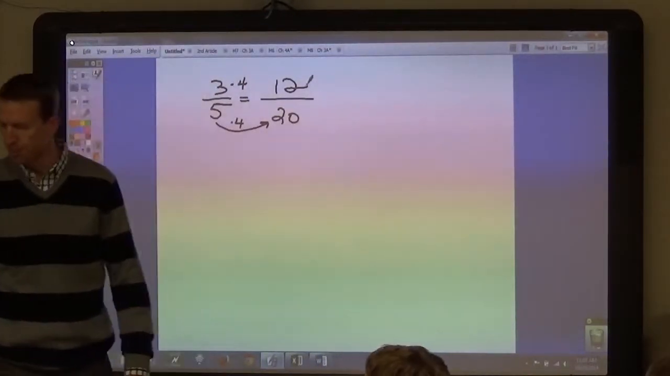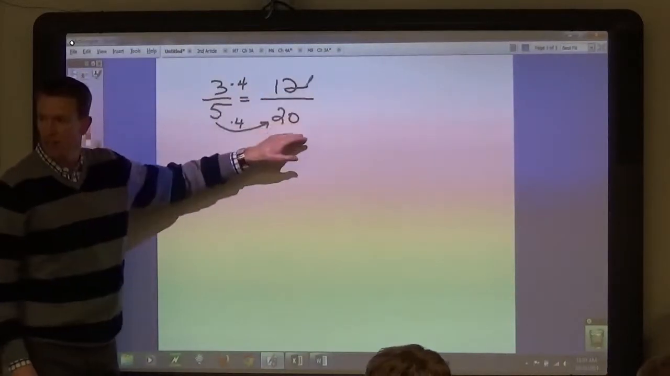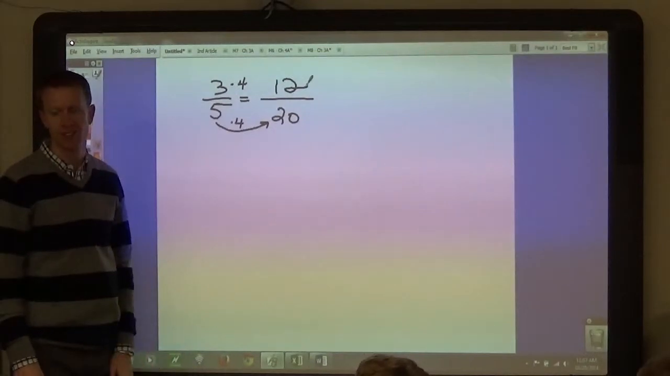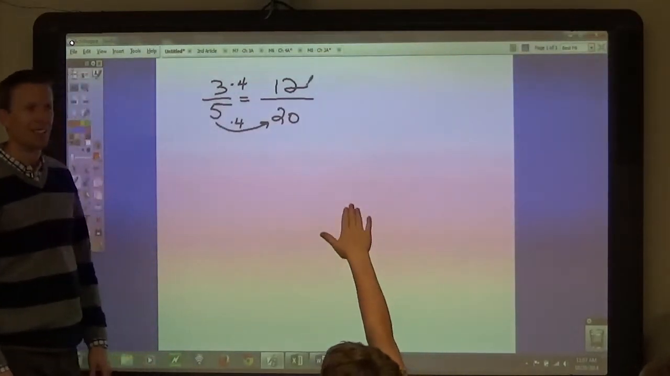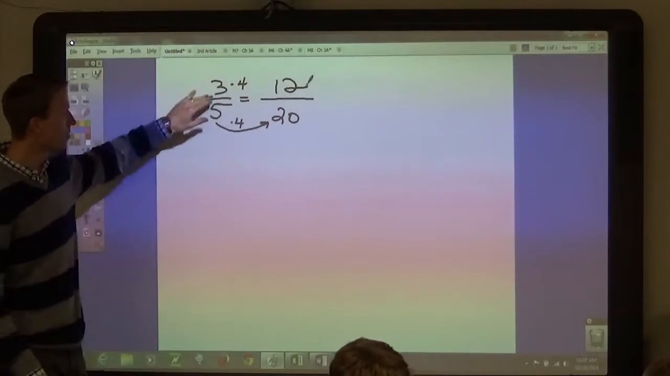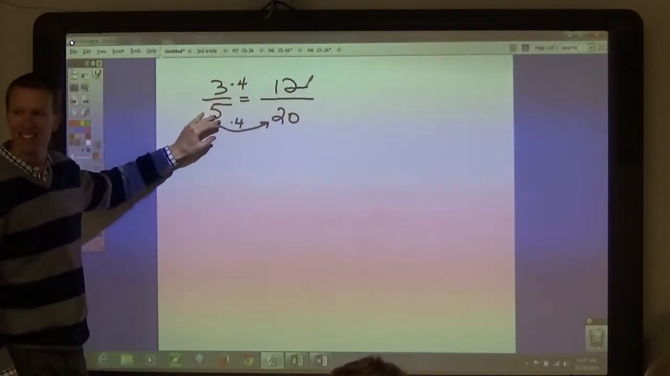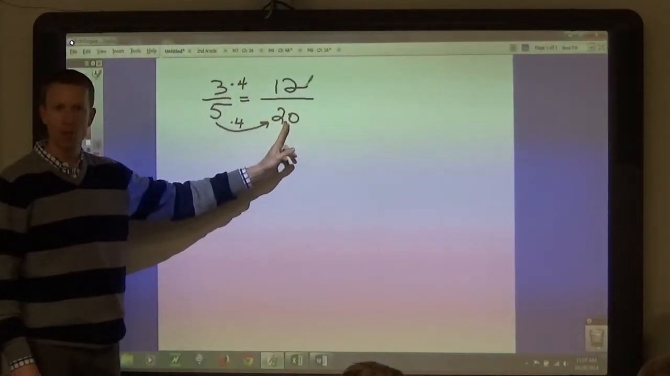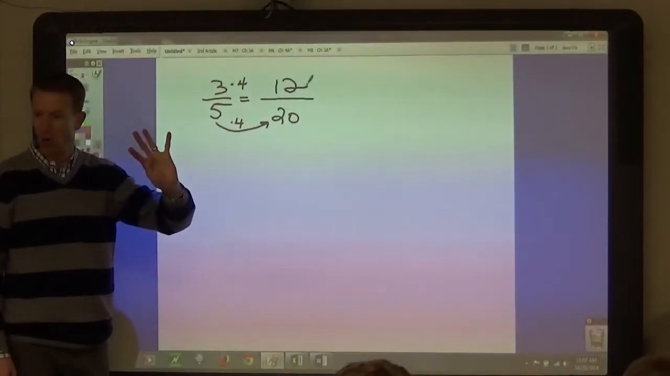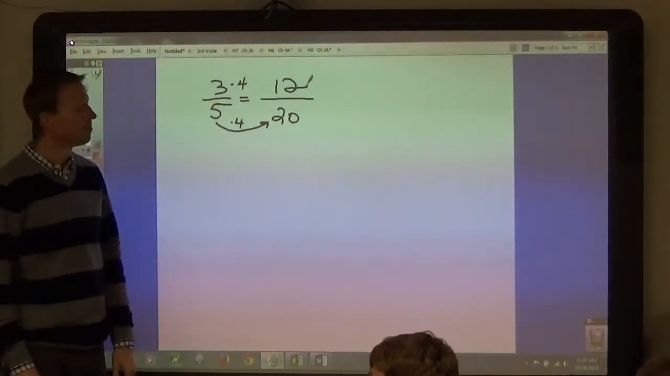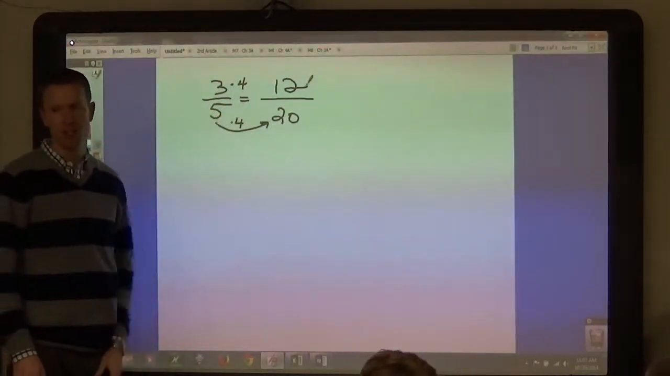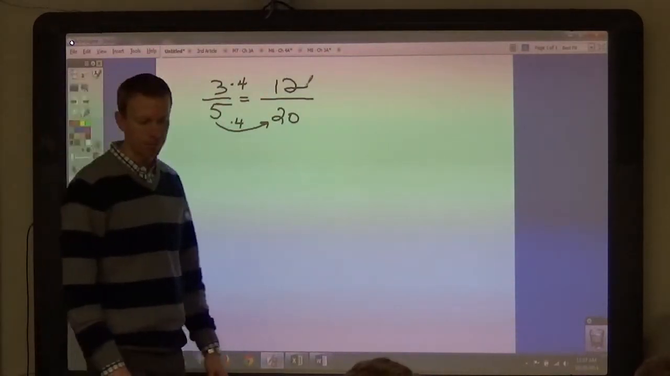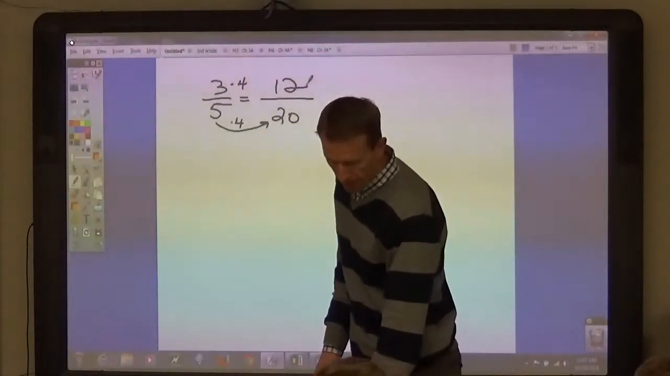Number 2. 12/20ths is not simplest form, is it? What would the simplest form be of 12/20ths? 3/5. Right. So if you're starting with 12/20ths, you'd have to divide both by 4. You undo the multiplication by using division. All right?